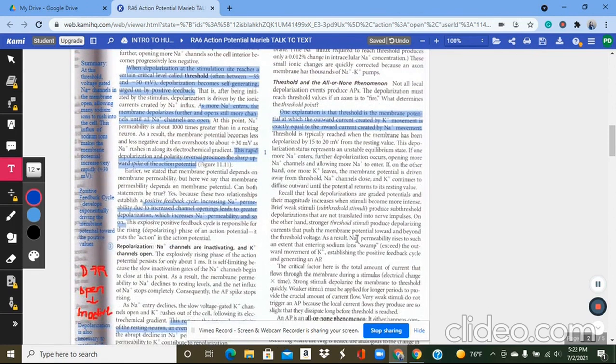Okay, moving on. Recall that local depolarizations are graded potentials and their magnitude increases when stimuli become more intense. Brief weak stimuli, subthreshold stimuli, produce subthreshold depolarizations that are not translated into nerve impulses. On the other hand, stronger threshold stimuli produce depolarizing currents that push the membrane potential toward and beyond the threshold voltage. As a result, sodium permeability rises to such an extent that entering sodium swamps or exceeds the outward movement of potassium, establishing the positive feedback and generating an AP.